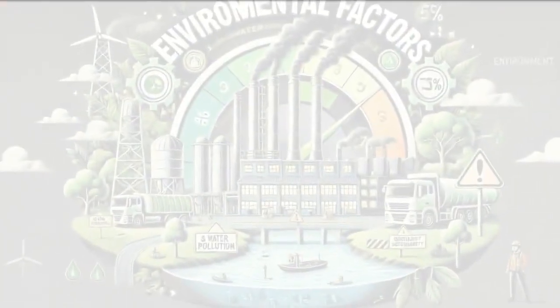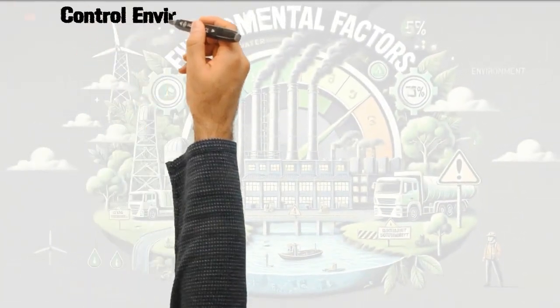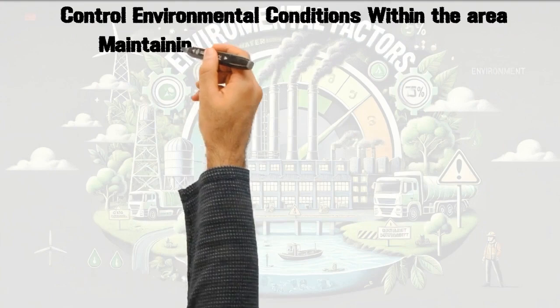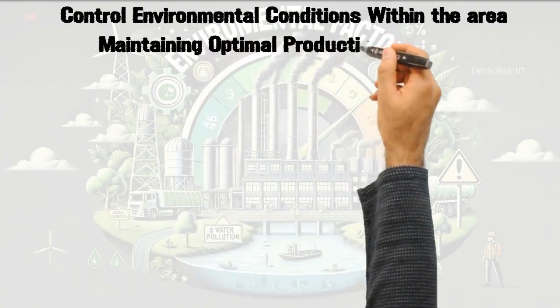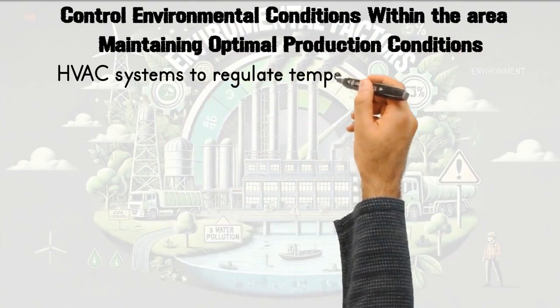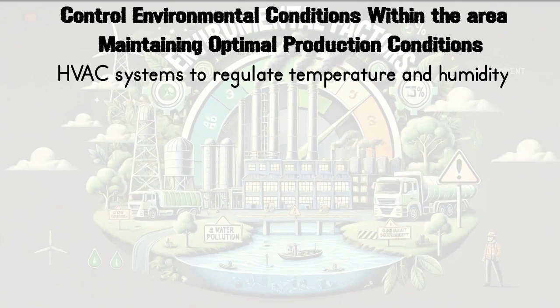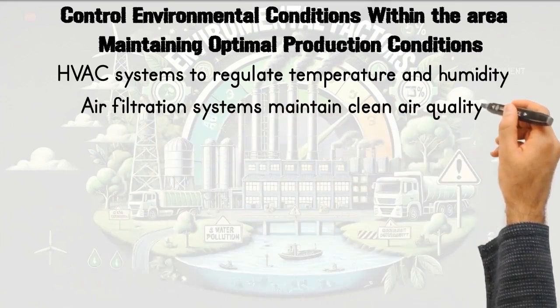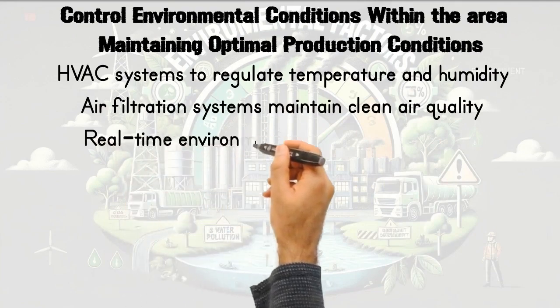The first recommended best practice is to control environmental conditions within the production area, thereby maintaining optimal production conditions. One can install HVAC systems to regulate temperature and humidity. Next, use air filtration systems to maintain clean air quality, and then implement real-time environmental monitoring sensors to detect fluctuations.